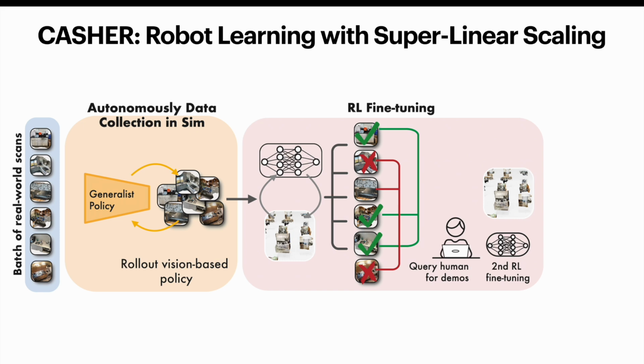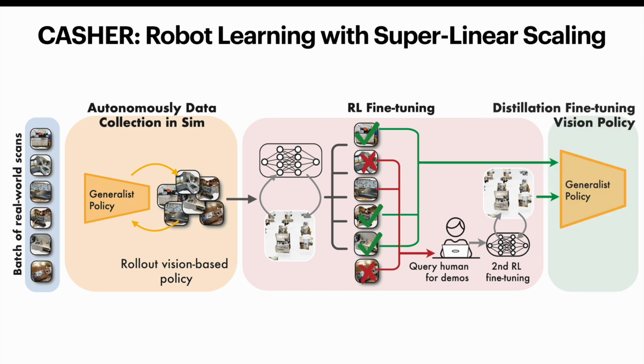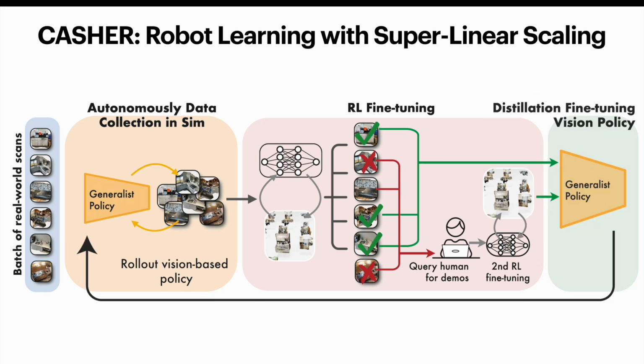The resulting policy will work on some environments and fail on others, depending on the quality of the initial demonstrations by the generalist policy. Thereafter, for those environments where the policy fails, we query a human demonstrator to provide demos in sim, and we fine-tune a new RL policy on the failed environment. Both of these policies are then used to train the generalist policy, and this process repeats multiple times.